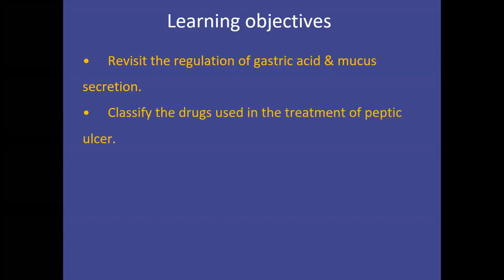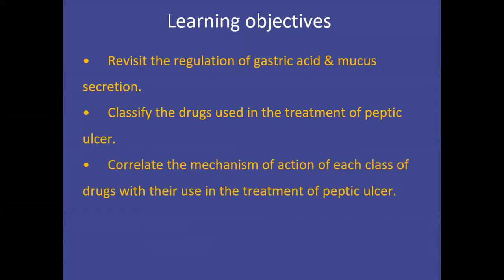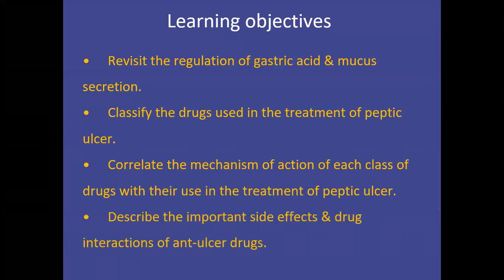And then, after understanding the mechanism of HCl secretion, we will classify the drugs used in the treatment of peptic ulcer. And then we'll correlate the mechanism of action of each class of drugs with their use in the management of peptic ulcer. And then, of course, as usual, some important pharmacological aspects, especially the adverse effects and some pertinent drug interactions, if there are any, we'll discuss while discussing those drug classes.